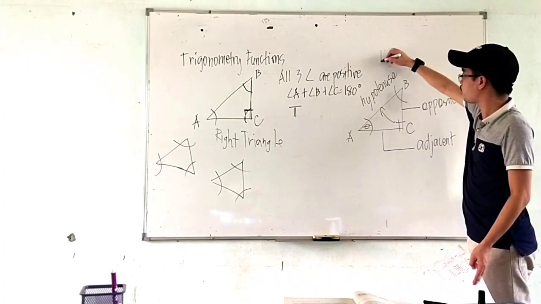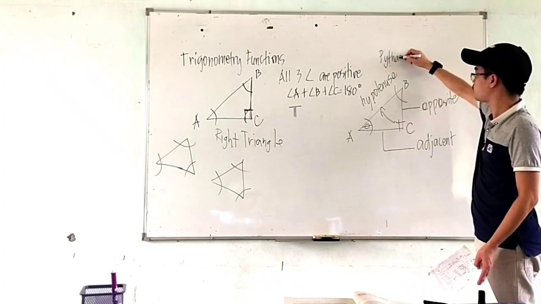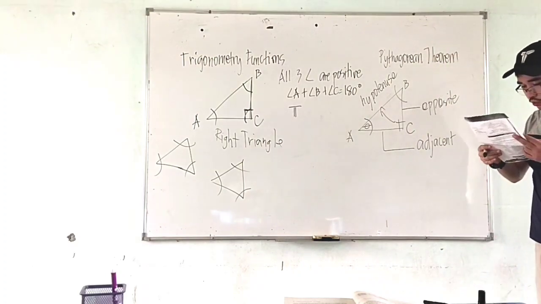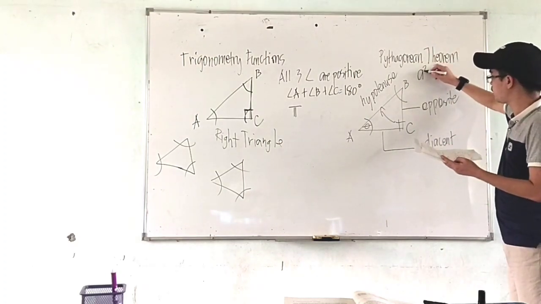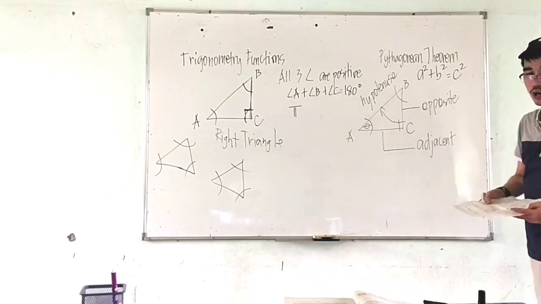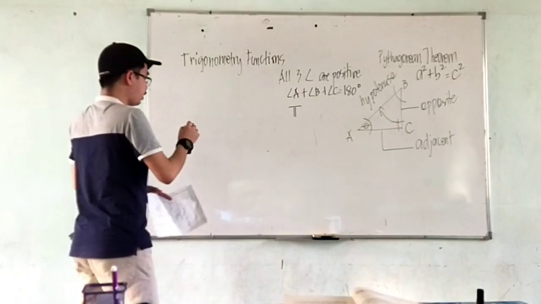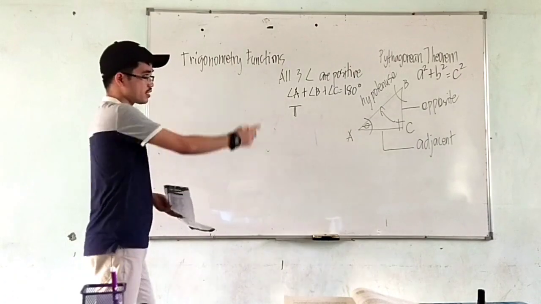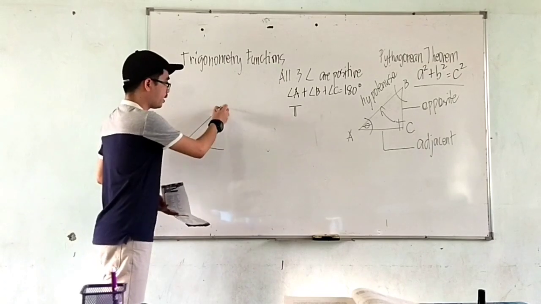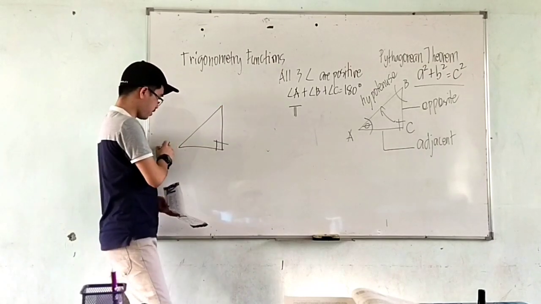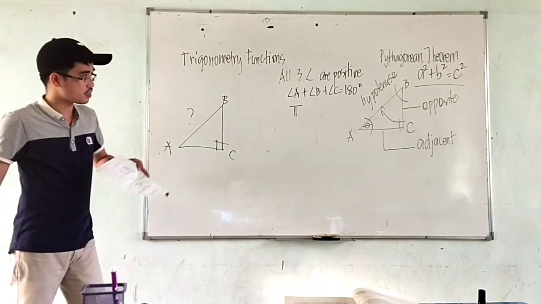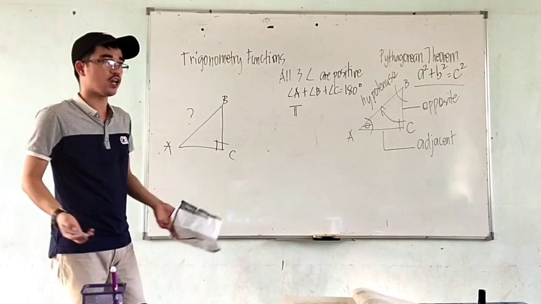We can say that Pythagorean theorem. So this is the formula for the Pythagorean theorem. So we have here a squared plus b squared is equal to c squared. Okay, so lagyan po natin ng value. We will have an example for this theorem. We will prove that this is true. So drawing po tayo ng isang right triangle. So let's have a, b, and c. And the hypotenuse is c, since c squared is our longest part.